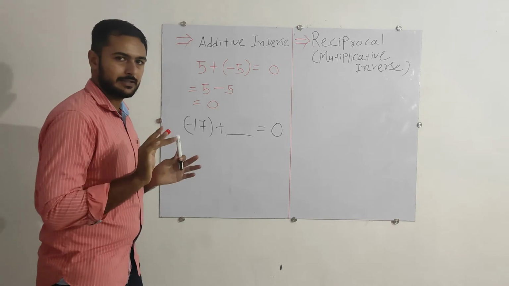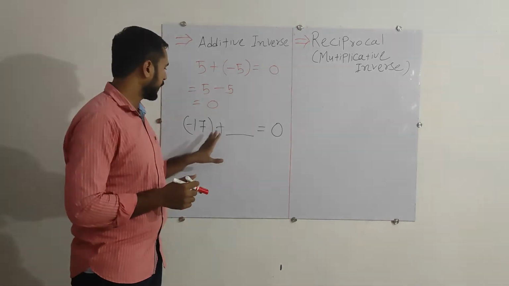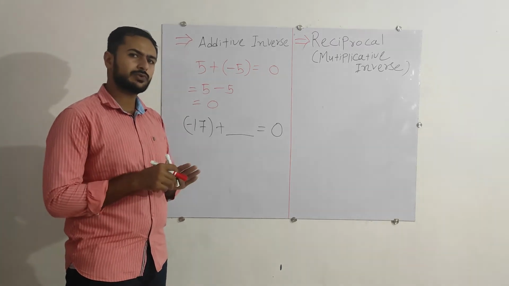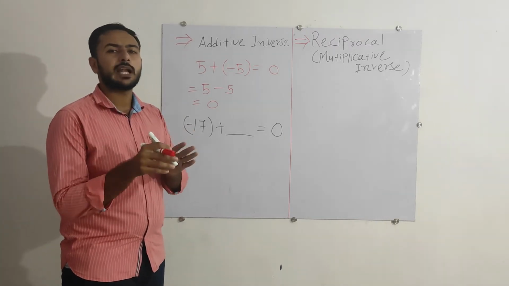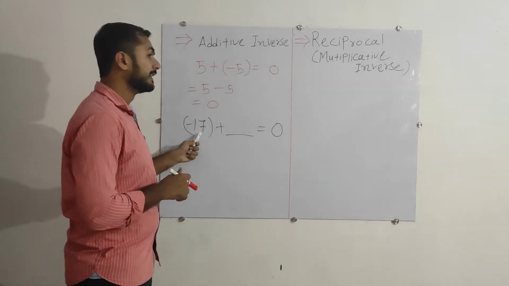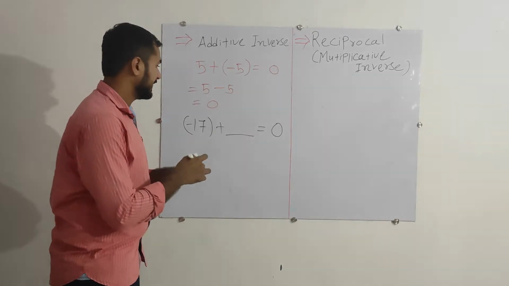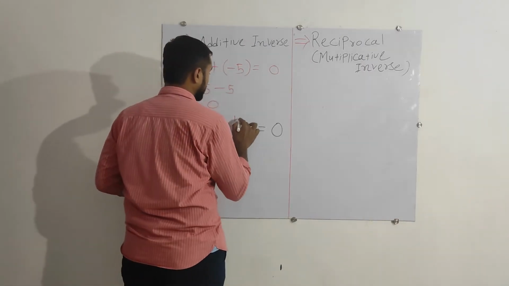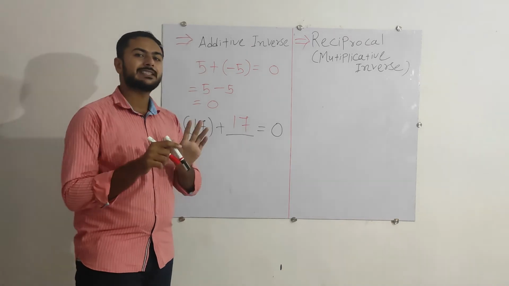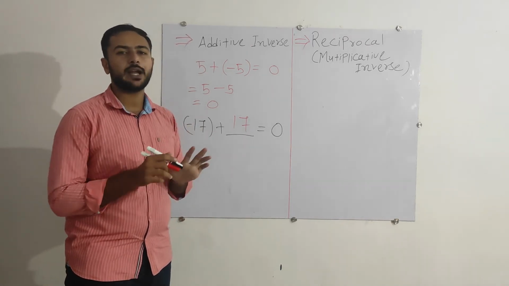There is one very common thing: whatever the number is, just check the sign. If there is a positive sign, then use the negative sign for the same number. It will be the additive inverse. Here is 17. Which sign? Negative. It means I just have to select the positive sign for 17. That will give the answer 0. So it's very simple to find the additive inverse of any number.